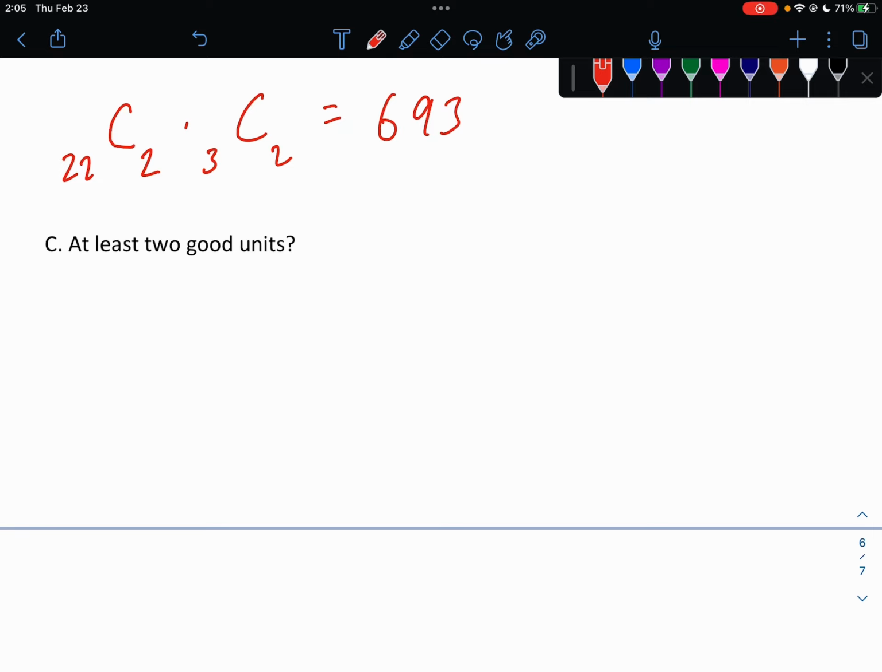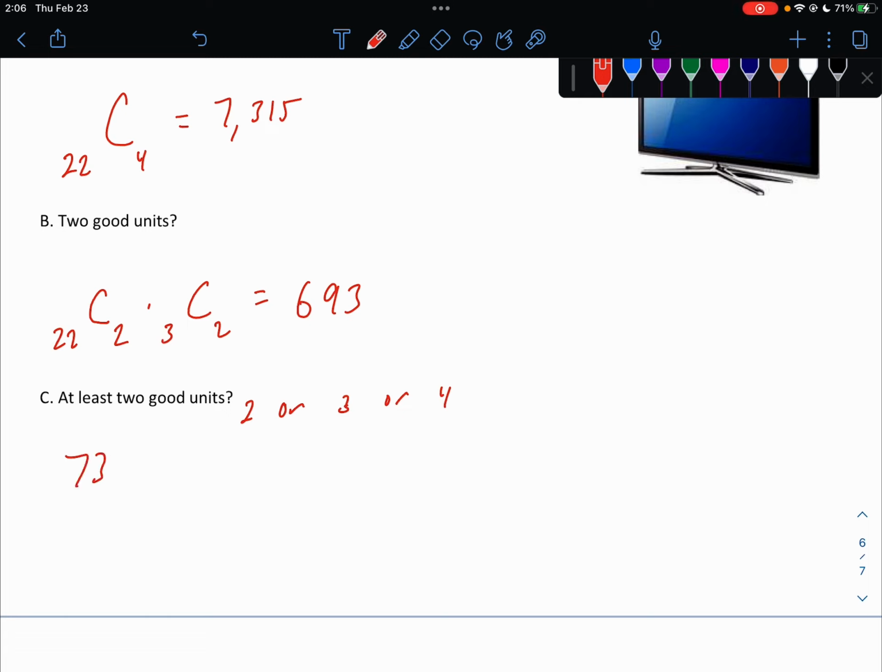At least 2 good units. That means 2 or 3 or 4. Well, we already did this one and this one, right? So it's going to be 7315 plus 693. But we haven't done this one yet. So if we want 3 good ones and 1 bad one, that would be 22 choose 3 times 3 choose 1. Okay, and if we add that all up, we should get 13,321.